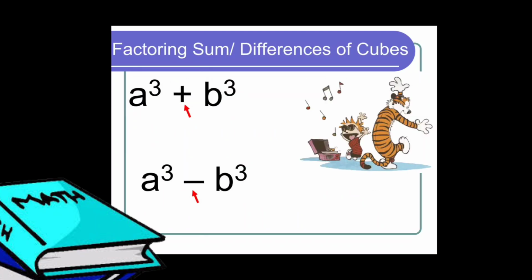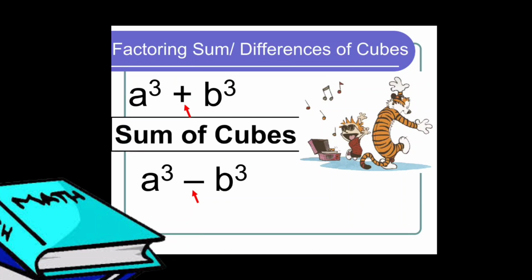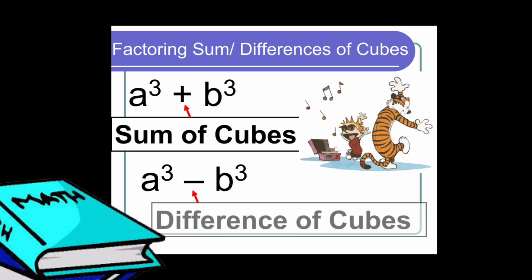So look at the given terms. a cubed plus b cubed and a cubed minus b cubed. It has two terms. The terms are separated by a positive or negative sign. And each term is a perfect cube.